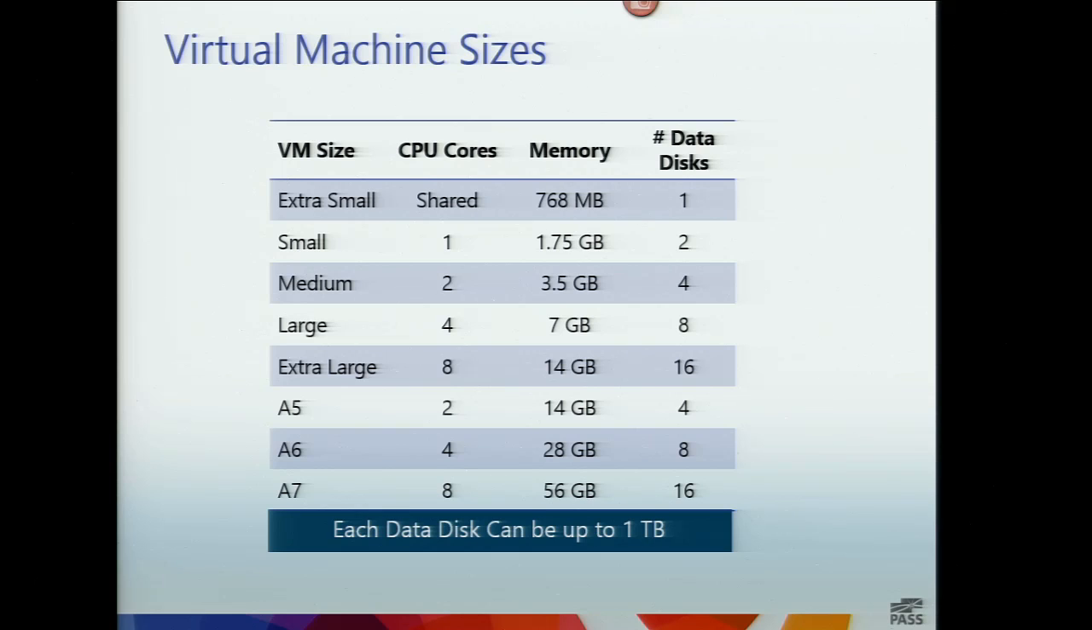As far as VM sizes, here's a matrix of the VMs that we've got in production. This is the drop-down that you saw. The cores, the RAM, and the data disks that you can attach to them. The size of the VM determines how many data disks you can add to the VM. A disk can be up to 1 terabyte in size. You can see that with these larger VMs, extra large, 8-core, 14 gig, and our A7 size, which has 8 cores and 56 gig of RAM, you can add up to 16 disks.